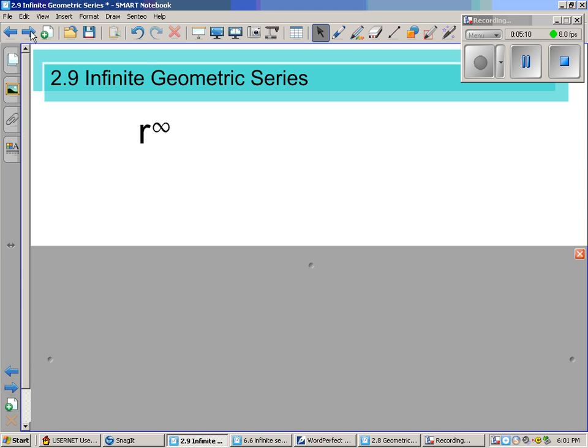Well, what happens with that is this is going to approach 0. That means r to the power of infinity gets closer to 0 if, this is the big one, if that ratio is between -1 and 1. So that means basically that I have a fraction. The absolute value of the ratio is less than 1.